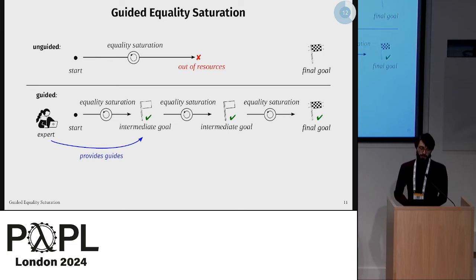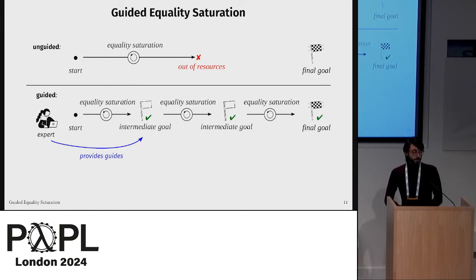So the idea is that if you are not able to achieve your goal with the fully automatic equality saturation, you can ask an expert to provide guides or intermediate goals, and in this way break down a complex equality saturation search into a sequence of easier equality saturation searches. So now, instead of failing to find the final goal, we can find it thanks to the intermediate goals.